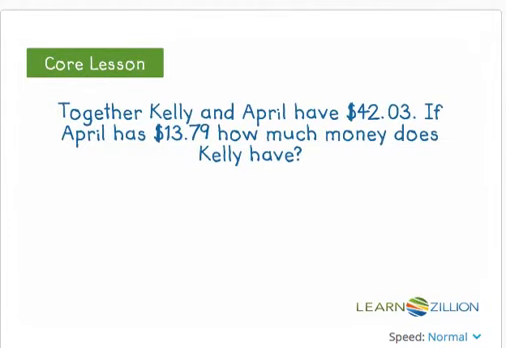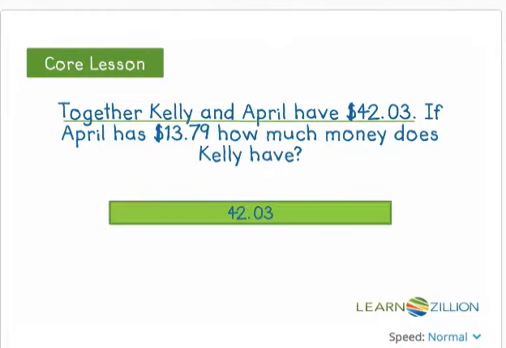Here we're given the situation of Kelly and April. Together, they have $42.03, and April has $13.79. We want to know how much money Kelly has. So let's break down this problem by creating a bar model. First, we know together the girls have $42.03. This would be our first bar.